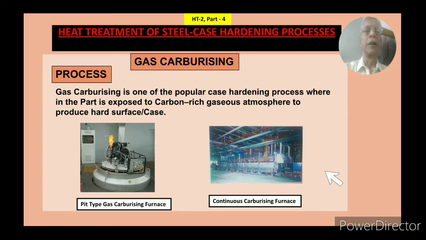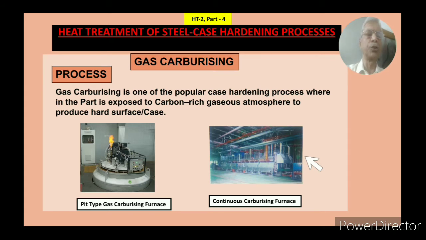So first of all, the process. Gas carburizing is one of the popular case hardening processes wherein the part is exposed to a carbon-rich gaseous atmosphere to produce a hard surface or case. It's very simple: we expose the part in a carbon-rich gaseous atmosphere. That is why it is called gas carburizing, because you are exposing the part in the gaseous atmosphere, and then you produce a hard surface or case. How this is done, I will tell in the next slide.